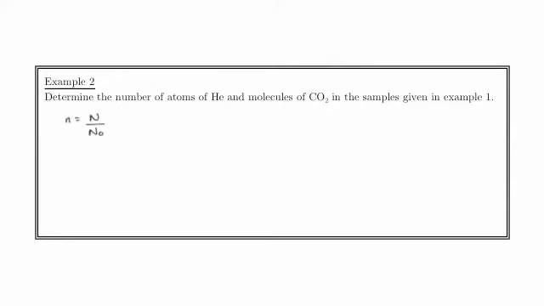So here we're going to use the number of moles is equal to the number of particles divided by Avogadro's number. And for helium, we had 3 moles. And of course, Avogadro's number is 6.02 times 10 to the 23rd. So the number of atoms of helium was 1.81 times 10 to the 24th.